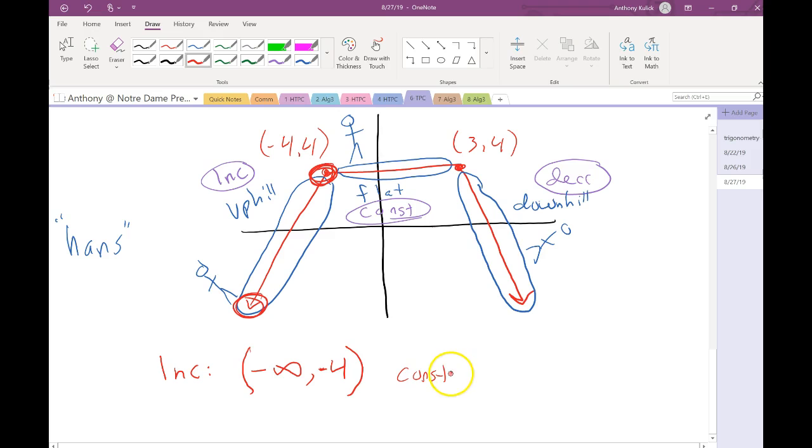Now we're on the constant part. So notice we're starting the constant part here at -4, and we're going all the way, staying flat to that point there at +3. Everybody okay with that idea? Again, the -4 is at a transition from increasing to constant, so it's going to get a parenthesis. And the 3 is at a transition from flat to decreasing. We'll also get a parenthesis.